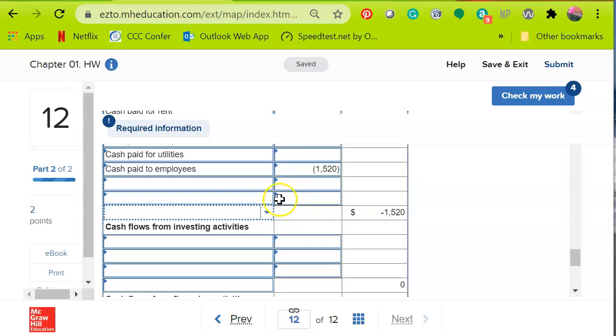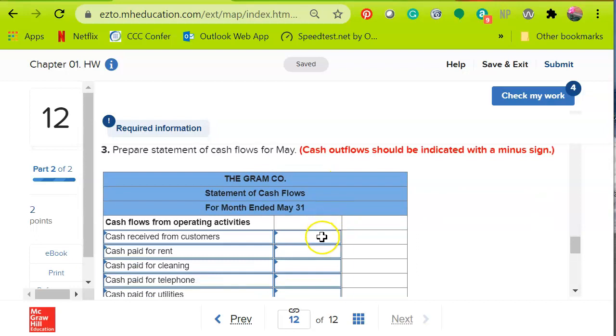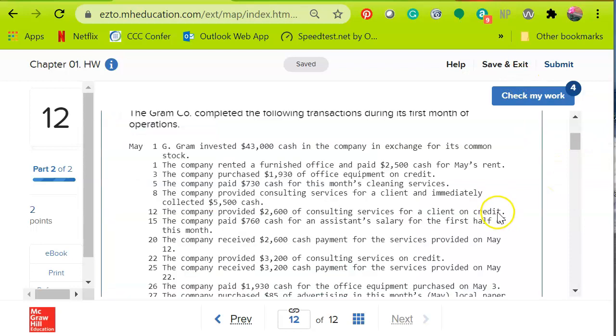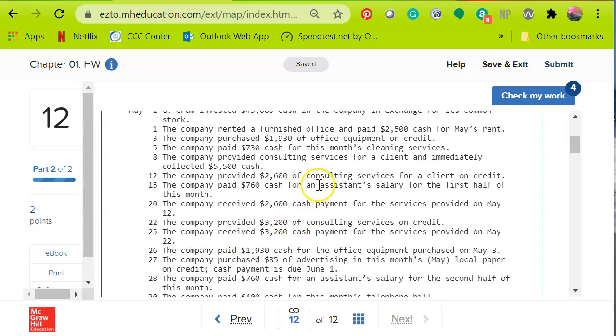Right now, to my knowledge, there aren't any more operating related activities for a direct cash flow method. So all of these items are going to be negative, and the amount received from customers, since we received it, that's going to be positive. I'm going to put that in there just so we can get a positive net number for operating. I don't know the exact amount, but there's 2,600 here, where the company provided service for a client on credit. Now, if it's on credit, you have to see when they actually receive the money.